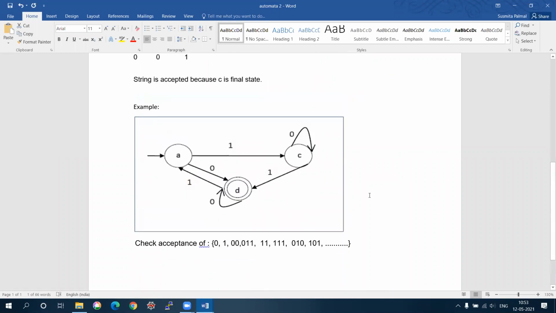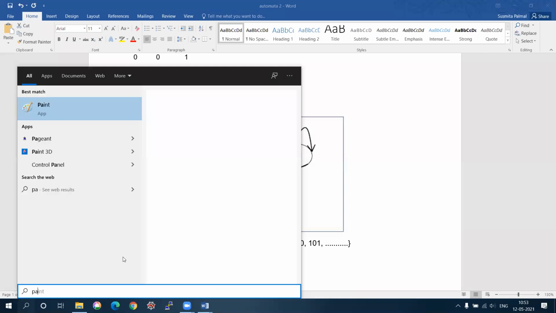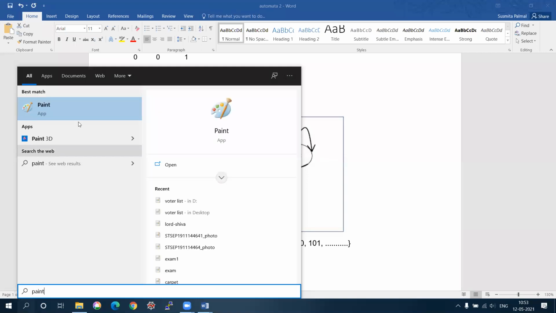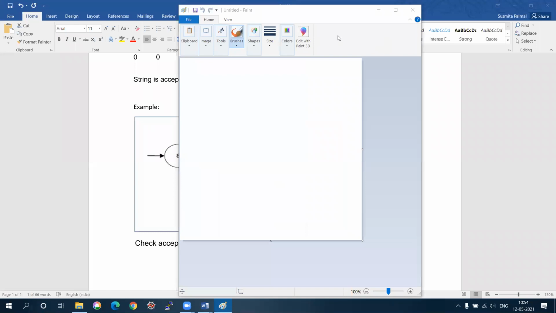There are some more examples, so I have taken another example over here. See this diagram, some strings are given here. I will check whether it will find acceptance or not.